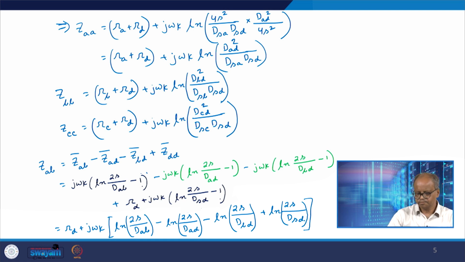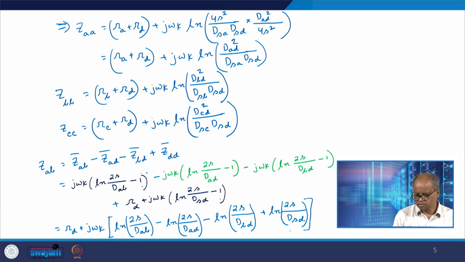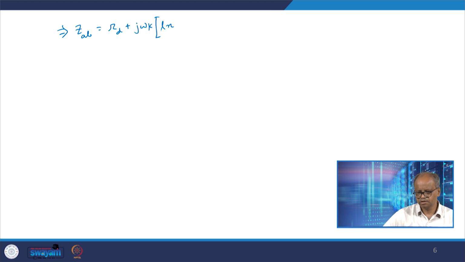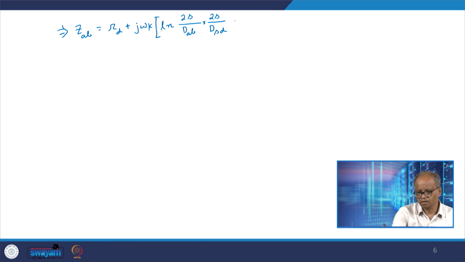So then it will turn out to be ZAB would be given by RD plus j omega K log twice S into DAB into twice S into DSD. So it will be twice S into DAB into twice S into DSD, and then minus log twice S by DAD and DBD. DAD into twice S by DBD.